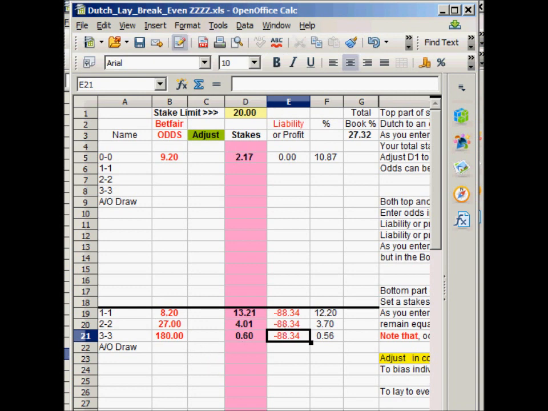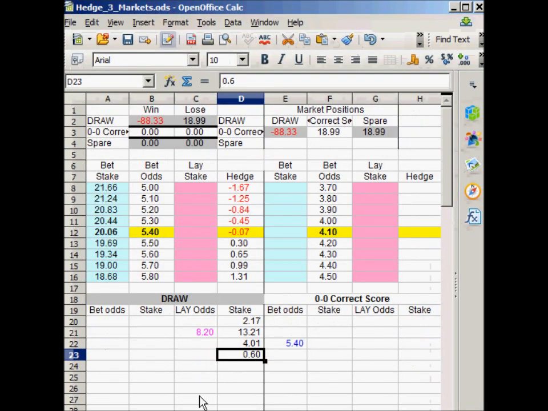Now if we look in our other sheet here, you can see up at the top we've got 88.33 there, which is virtually the same. So if a goal is scored, we know that that lay of 0-0 is out of play now, so that's a successful lay. So that is the score that is standing in the game at the moment.